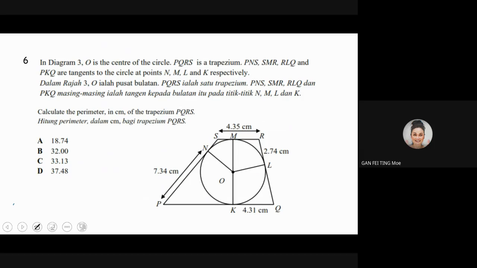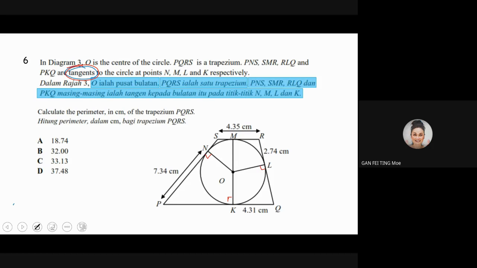The keyword here is tangent. Why tangent? Tangent means that they make a 90 degree angle to the circle at points M, N, L, and K respectively. Okay. What does the question say? The question says calculate the perimeter in cm of the trapezium PQRS. They want to know PQRS.